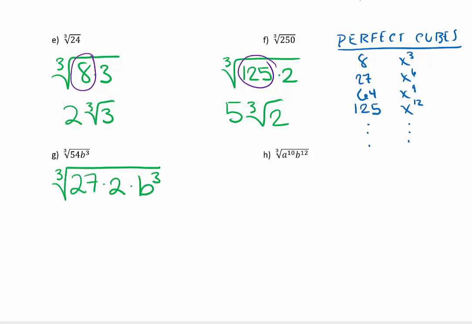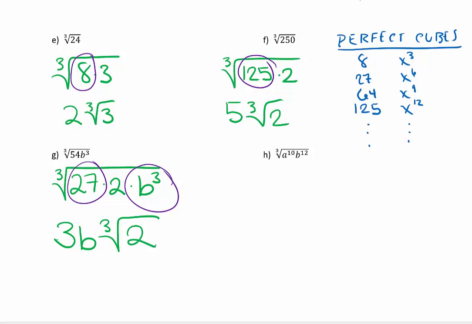Let's see, 54 would be 27 times 2. 27 is a perfect cube, and b to the 3rd, because the exponent is divisible by 3, is also a perfect cube. Cube root of 27 is 3, cube root of b to the 3rd is b, and the 2 stays inside the radical. Now for something to be a perfect cube, the exponent has to be divisible by 3.